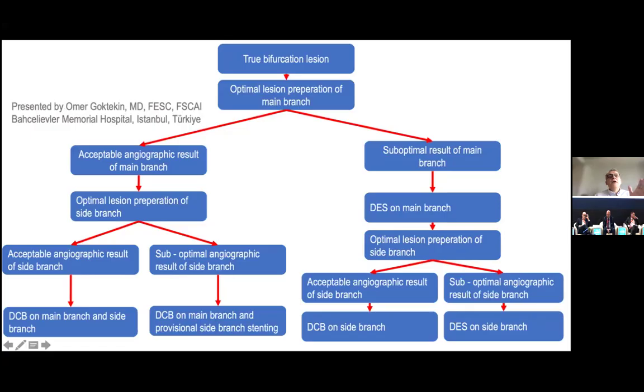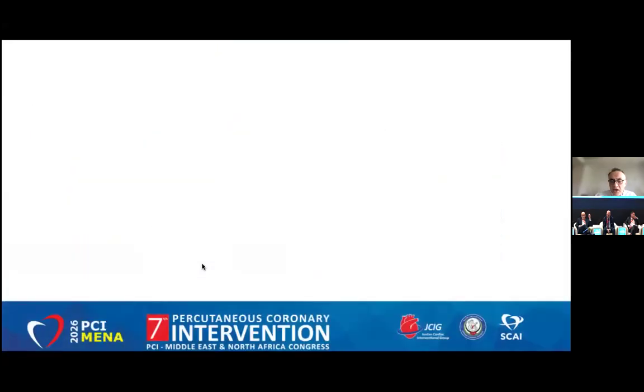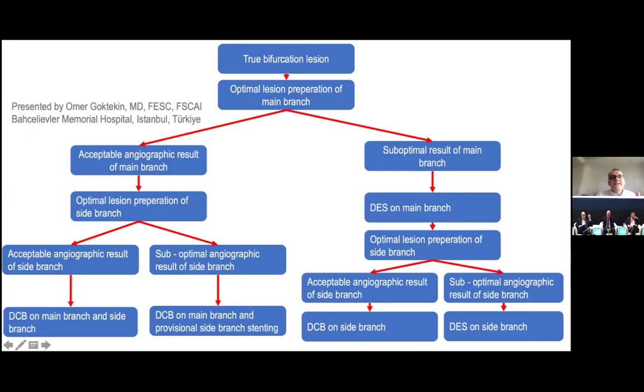If I have optimal main preparation but suboptimal side branch, then again we can do DCB on the main branch. But in that case, we may do a stent from the main branch to the side branch and post-dilate. In that case, I have some risk with recrossing of the main branch, but the dissection risk is less in the main branch because the main branch is bigger than the side branch. So wire-based dissection risk is less. So I recross and then we do KISS with the DES and then DCB.